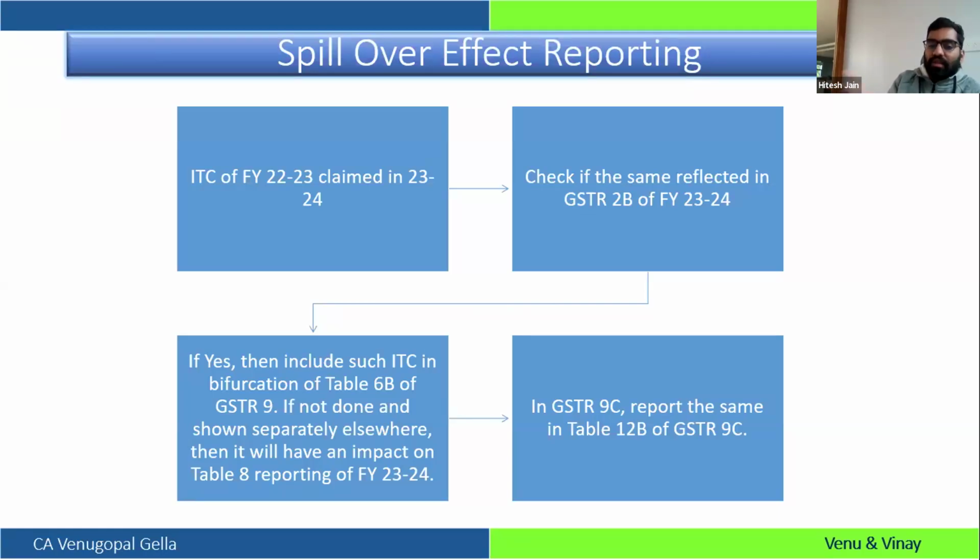But since the manner of reconciliation has changed in table 8, I think it's better if we report it in table 6B of GSTR-9 itself, so that no difference comes in my table 8D column, table 8D row. When it comes to GSTR-9C, we can report the same in table 12B of GSTR-9C, whereby it is said that ITC booked in earlier financial year but claimed in the current financial year.